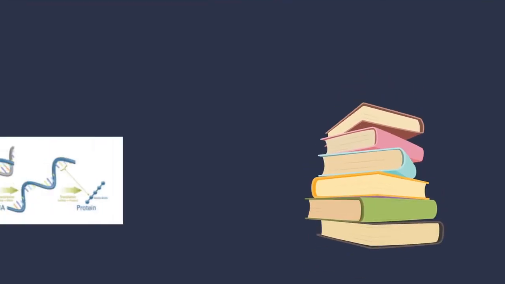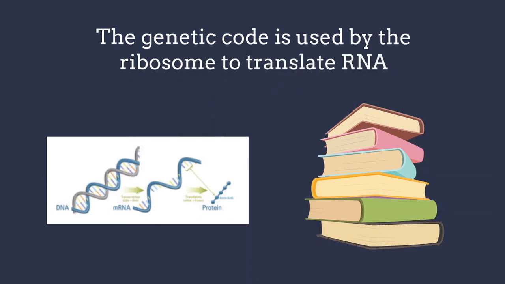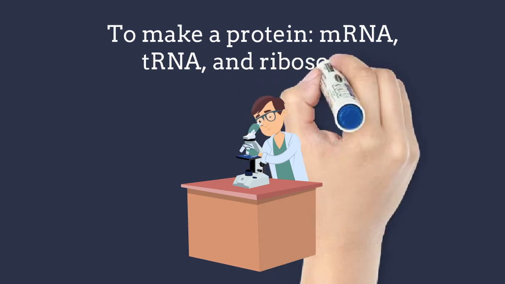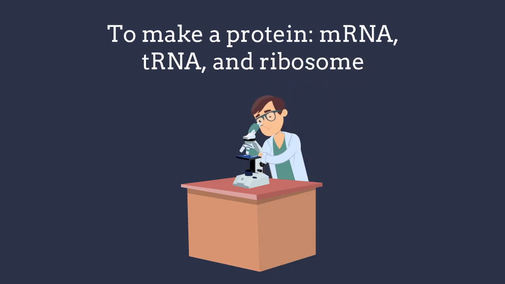The genetic code is a system used by the ribosome to translate the language used by the RNA into its corresponding sequence of amino acids in the cytoplasm of both prokaryotes and eukaryotes. Scientists knew that in order to create a protein, you needed an mRNA, ribosome, and a tRNA, but they didn't know which codon coded for which amino acid.